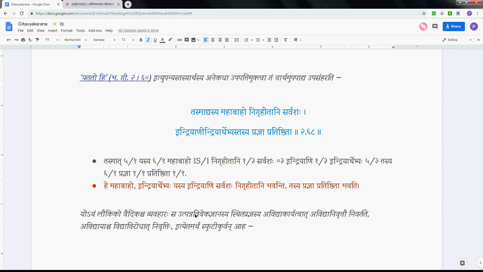Saha utpanna viveka vijnanasya. Utpanna viveka vijnanasya, what kind of samasa would this be? Any idea? Tatpurusha or bahuvrihi? So when I ask what kind of samasa, you have to tell me whether it is tatpurusha or bahuvrihi. If I ask you which kind of tatpurusha or which kind of bahuvrihi, you can go into details. Bahuvrihi. You can see utpanna is ta-anta.